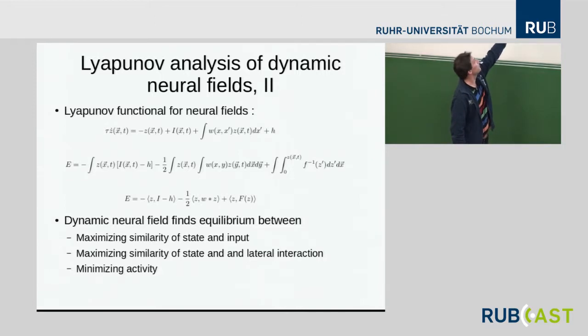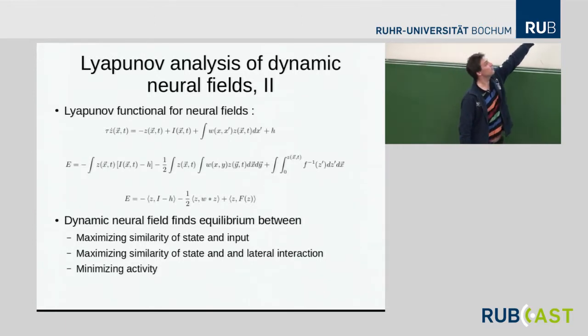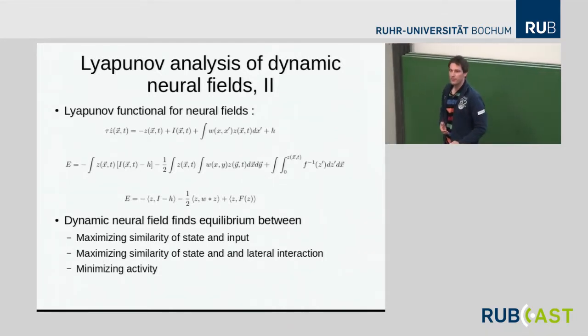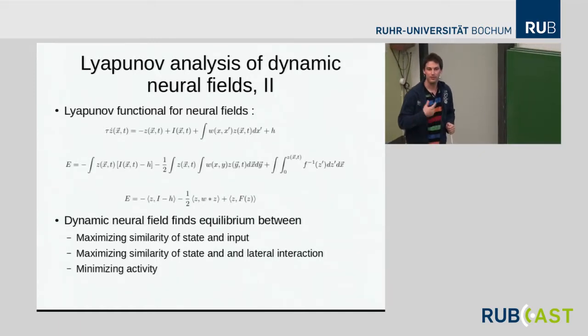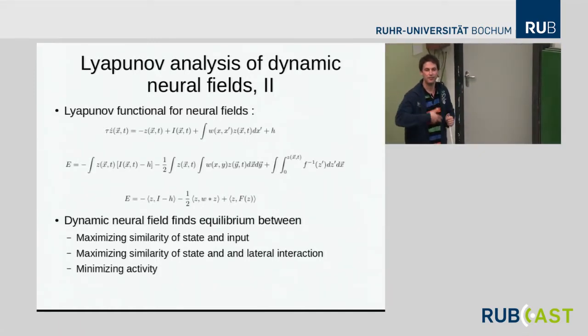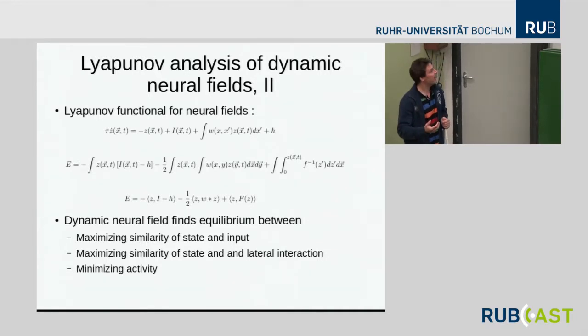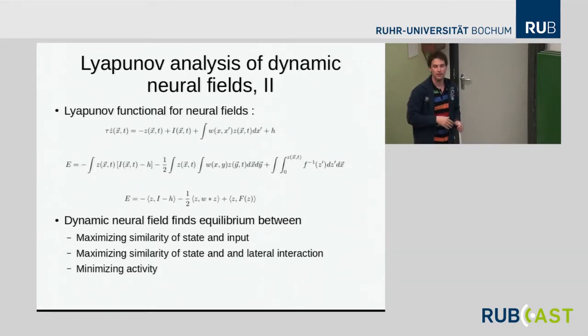First, we try to maximize similarity of state to input. We try to maximize similarity to self-interaction, and we try to minimize activity at the same time. That's what the neural field does. So it tries to find a solution which is maximally compatible with the input, which is maximally compatible with its own lateral interaction, and which is as inactive as possible. So this is just to see that the activations do not grow forever.